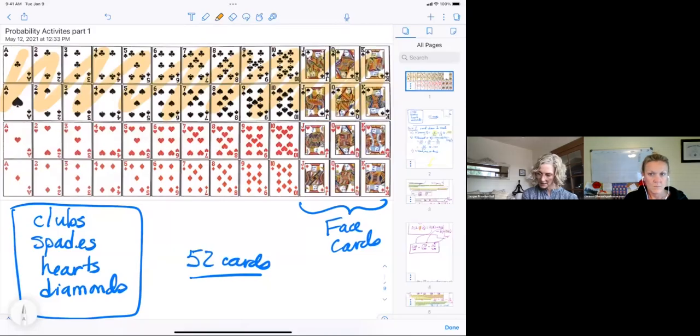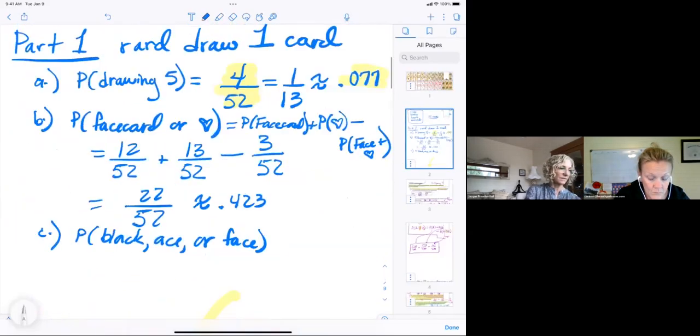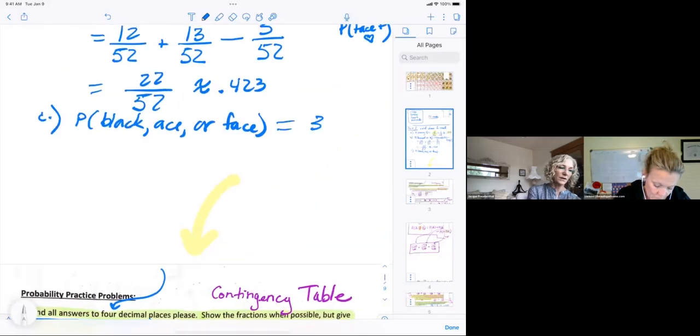Black card, ace. There are 2 more here. So right now I have 26 plus 2 more, so now I have 28. And then the face cards, there are 6 more face cards. So I have 34 altogether, 34 out of 52, which is approximately 0.654.